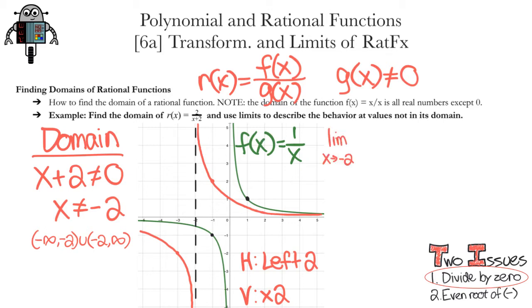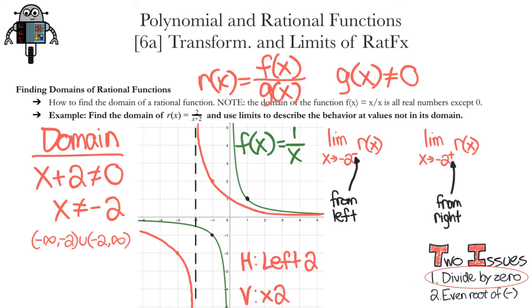Now we could take the left-hand limit and the right-hand limit at x equals negative 2. So we have the limit as x approaches negative 2 from the minus side of r of x, and the limit as x approaches negative 2 from the plus side of r of x. To calculate the limit from the left side, we'll put our pencil as far left as we could go and then follow the curve until we get to x equals negative 2. As x approaches negative 2 from the left side, the y value, or r of x, approaches negative infinity.